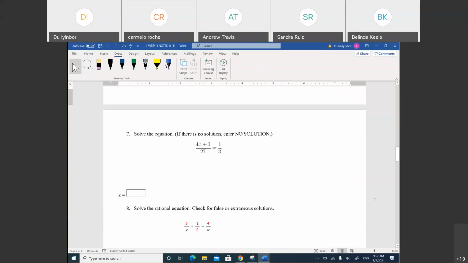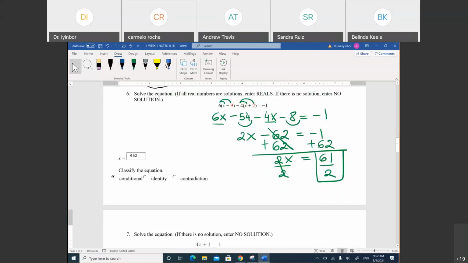Going to the next one. I have a question on the previous equation. It says if the real numbers are solutions, enter reals, but you entered 6. So would it be correct to enter 61 divided by 2? Or if you enter reals, will both be correct? No, reals is not right. Reals is if you get 0 equals 0, it's an identity. Oh, I see. Okay, sorry about that. Thank you. No, it's okay. So you get reals if it's an identity.